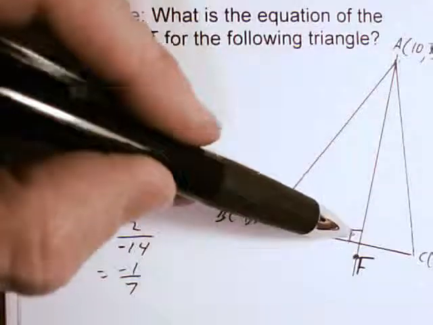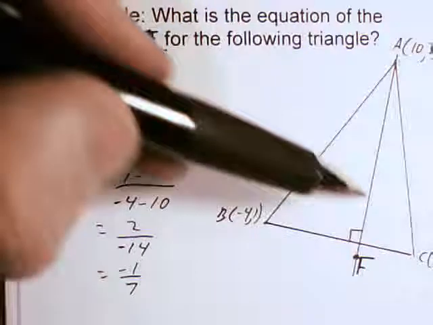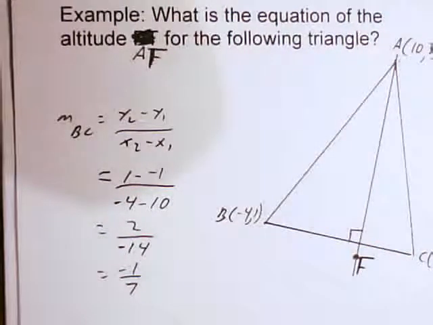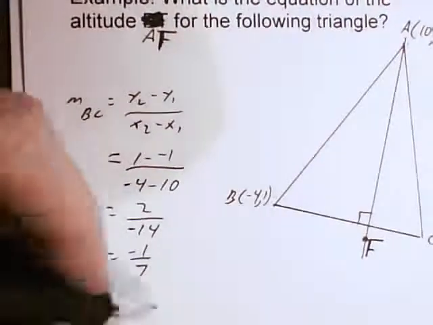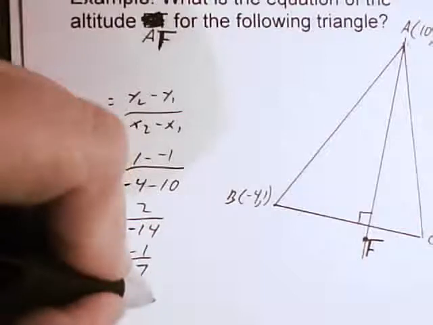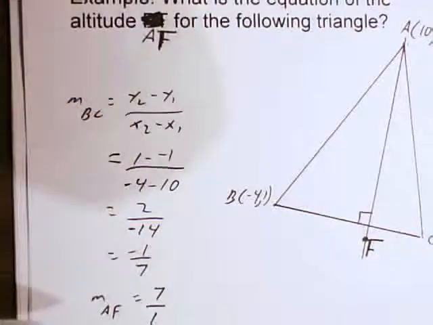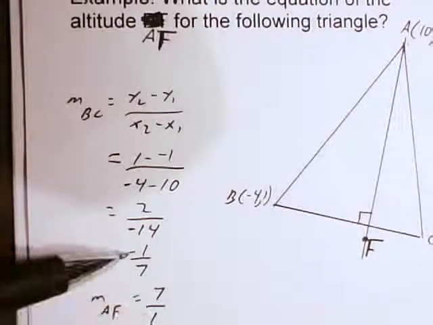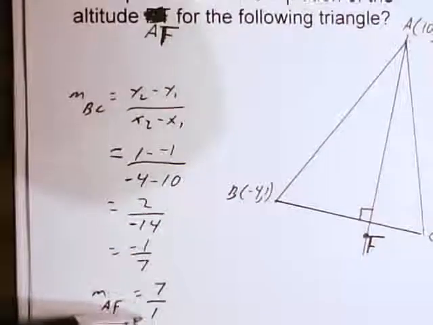The perpendicular slope here is going to be the negative reciprocal of this. So I'm going to flip this fraction and multiply it by negative 1. So the slope AF is going to be 7 over 1. This is the negative reciprocal of this. I flipped 1 over 7, gives me 7 over 1. I had a negative sign here, so if I multiply this by negative 1, I get plus 7 over 1.